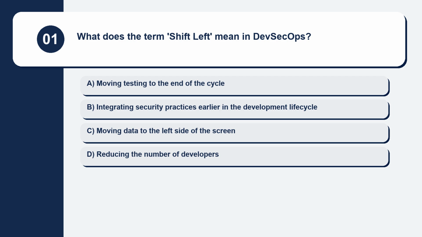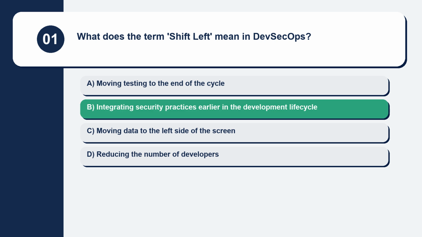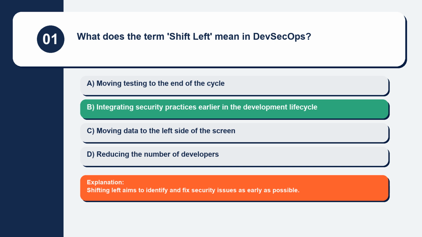Question 1. What does the term shift left mean in DevSecOps? Moving testing to the end of the cycle. Integrating security practices earlier in the development life cycle. Moving data to the left side of the screen. Reducing the number of developers. Shifting left aims to identify and fix security issues as early as possible.